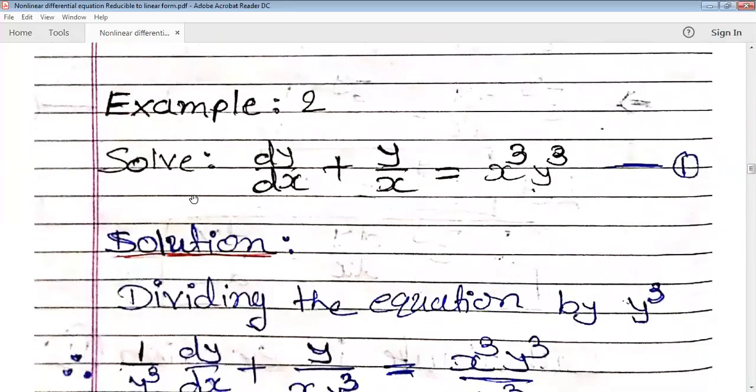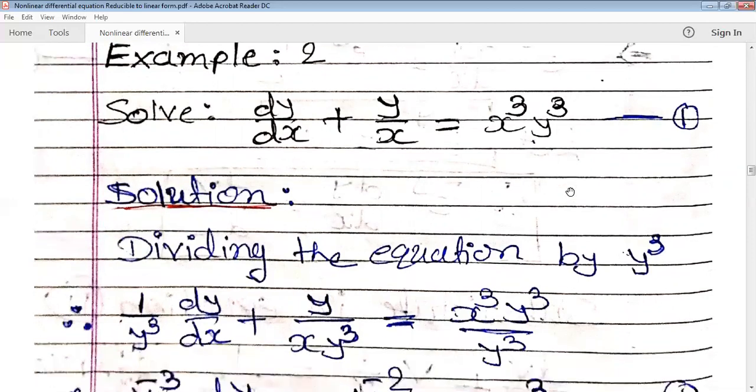See, this is our second example. Now dy by dx plus y by x is equal to x cube plus y cube. Students, here again on the right side there are x and y, both a function of x and a function of y, and in both x has power 3, y has power 3. So this is our non-linear example.